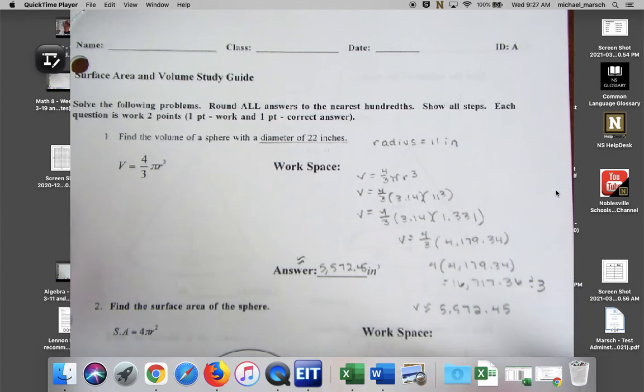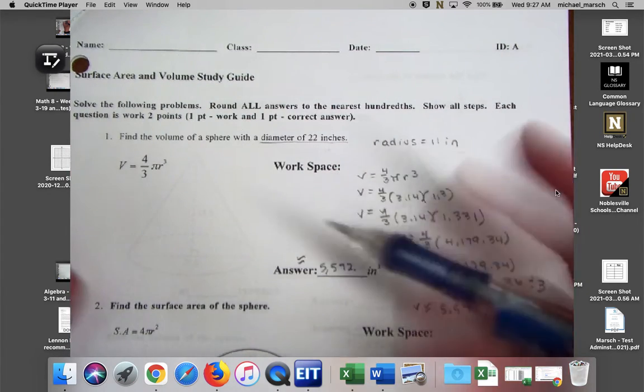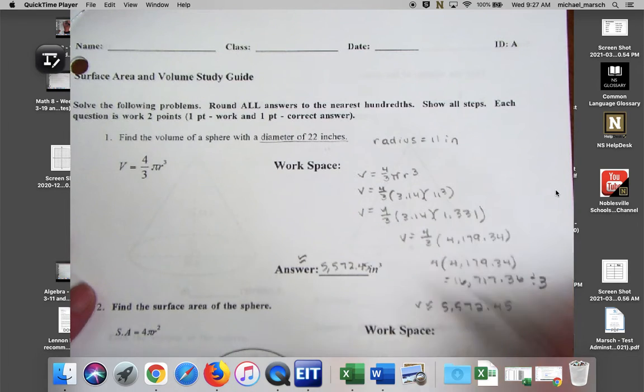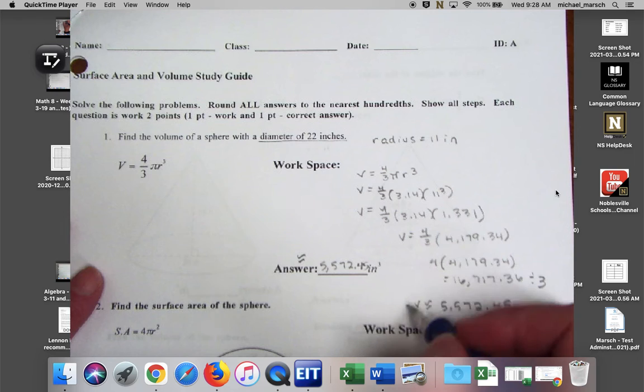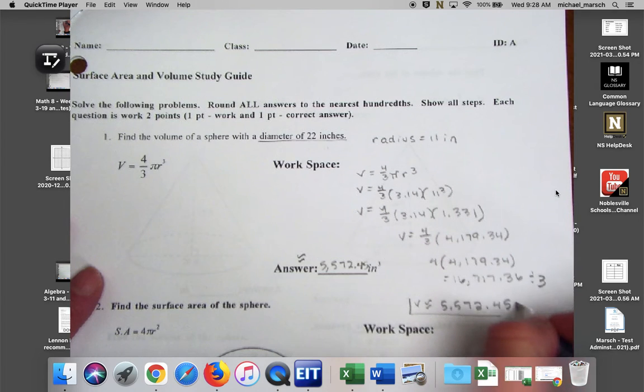Okay? That 45 looks really strange. It's not really enough space, is it? But there we go. And if you don't end up putting your answer over here in the answer box, like if you just had it over here and you put inches cubed, that'd be fine too.